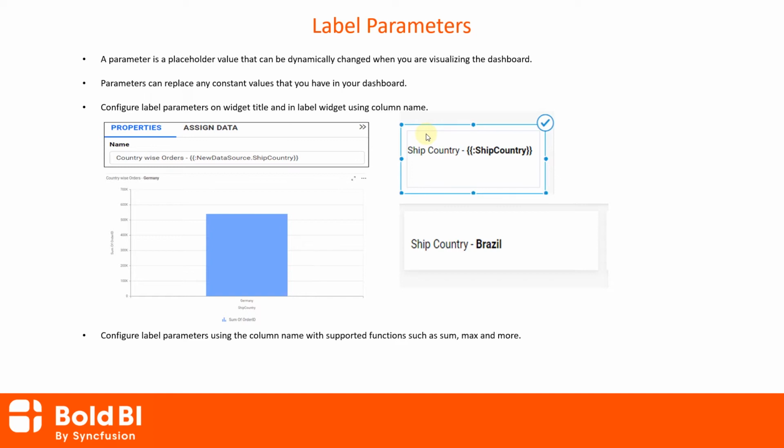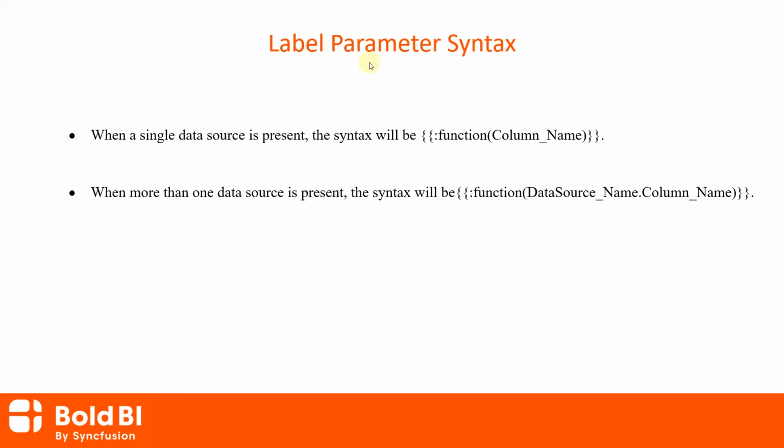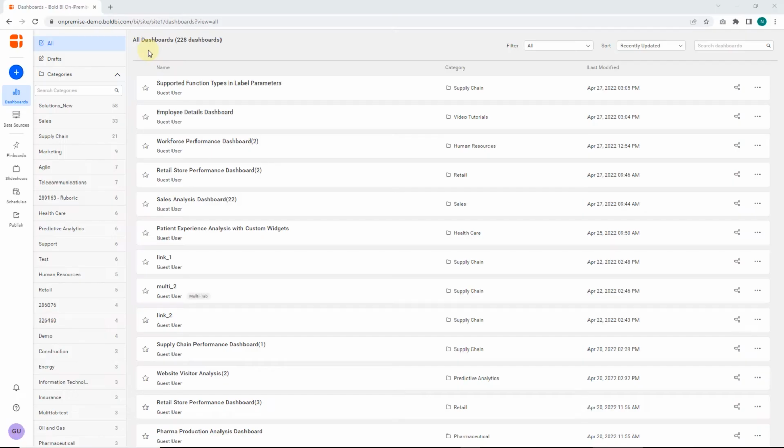Also, you can configure label parameters using the column name with supported functions. Let's see the types of label parameter syntax we can use. These are the label parameter syntaxes for a single data source and multiple data sources. Let's get into configuring the label parameter.